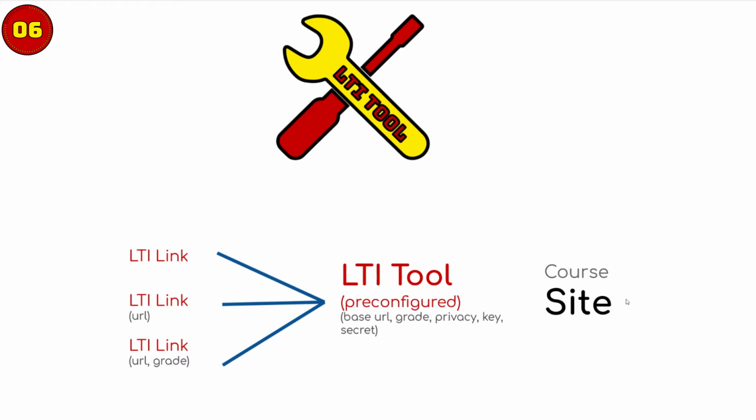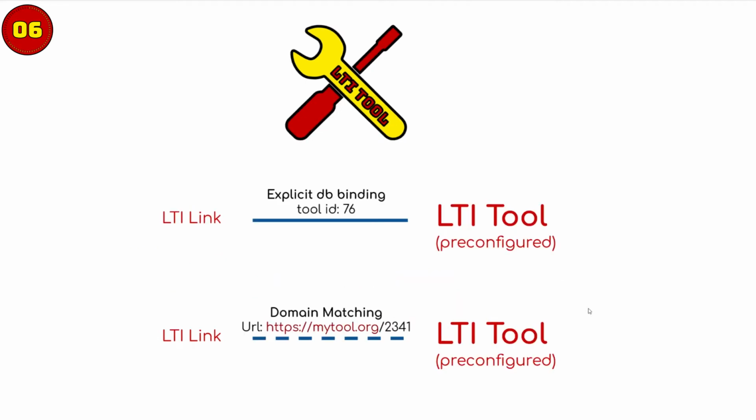But most importantly, you can also define the course at the site level. And so this tool being defined at the site level will be available for all courses on the site to use. And so a tool and a link. So what's the relationship here?